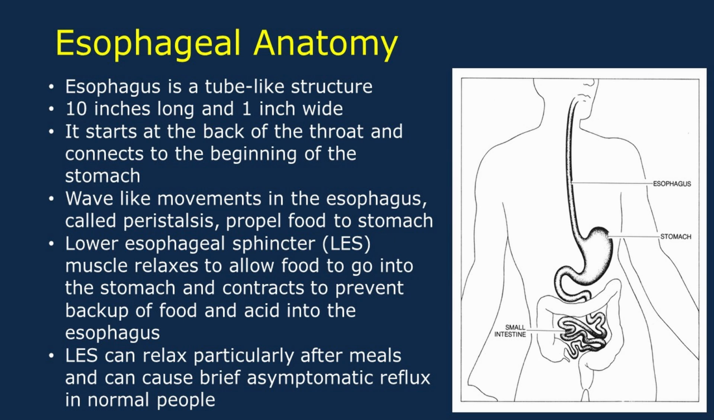At the lower end of the esophagus, where it joins the stomach, there is a circular ring of muscle called the lower esophageal sphincter, or LES. After swallowing, the LES relaxes to allow food to pass into the stomach and then contracts to prevent the backup of food and acid into the esophagus. However, sometimes the LES can be weak, or it can become relaxed because the stomach is distended, allowing liquids in the stomach to regurgitate back into the esophagus.